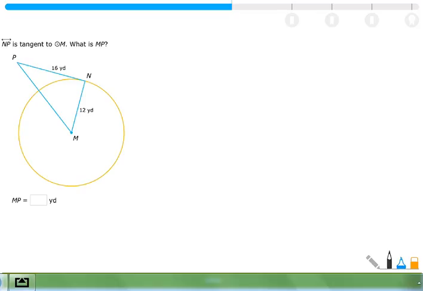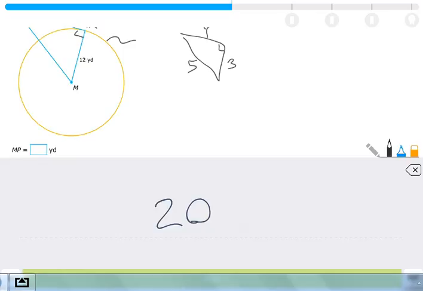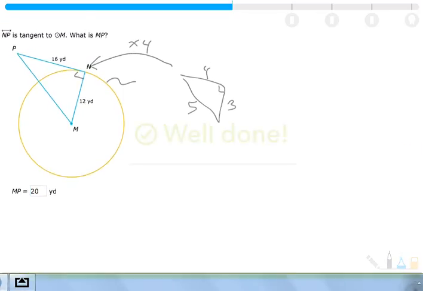Okay, what's MP? So again, this is the Pythagorean Theorem, so I'm going to simplify this by 4, and we get that this is 3, 4, and so we know this is a 5. If we multiply it back by a factor of 4, we get 16, 12, and the last one would be 20, just recognizing a Pythagorean triple.